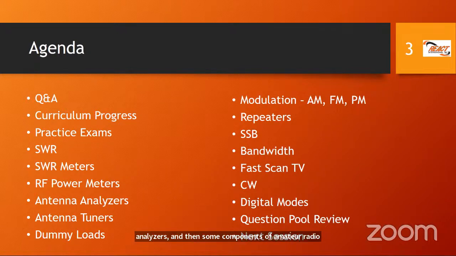Then we'll go into some discussion on the various modulation types, AM, FM, PM. We will touch on what repeaters are again just quickly. Then we go into single sideband. We'll have a discussion on bandwidth. We'll talk about what is fast scan TV. We then discuss CW or Morse code. And then we'll begin or touch a bit on digital modes. Then we'll go into our question pool review and then set the date for the next session.